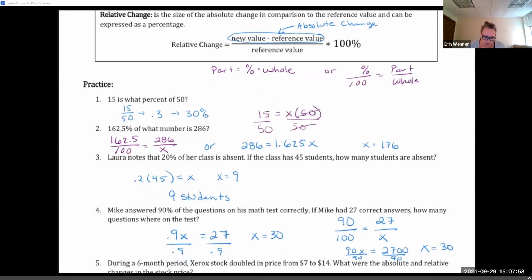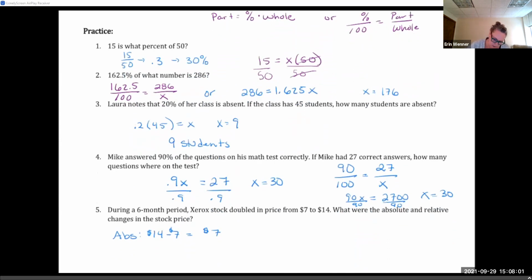So what does that look like in terms of our problem? The relative change is going to be the overall change divided by the starting amount, and then times 100. So 14 minus 7 is 7. 7 divided by 7 is 1. Times 100 shows that it increased by 100%. So we had a 100% increase in the price of the stock.